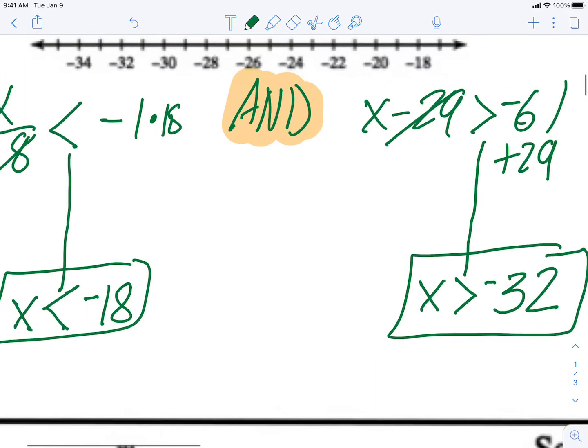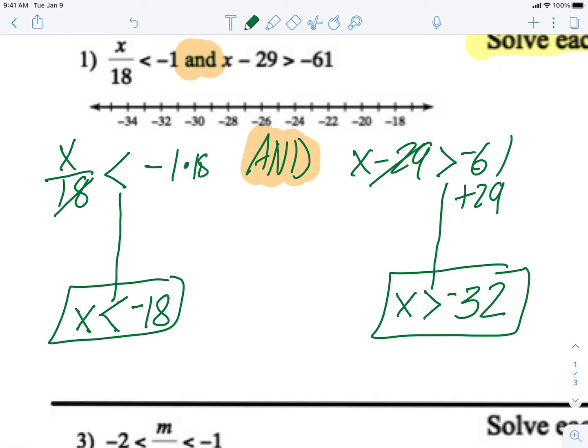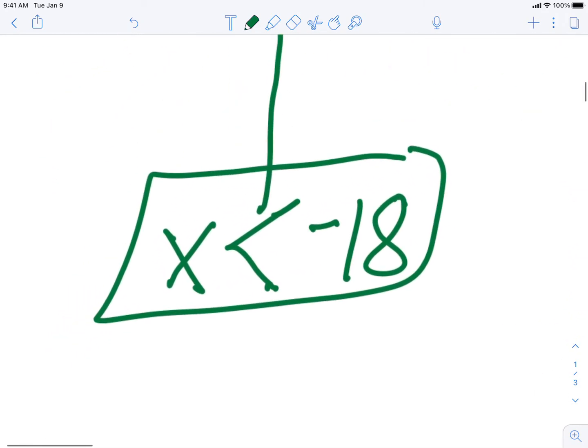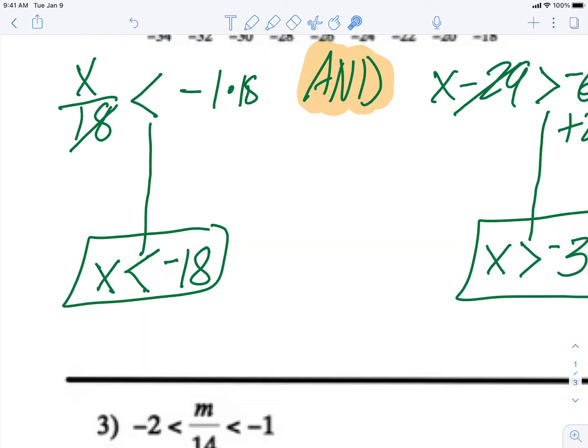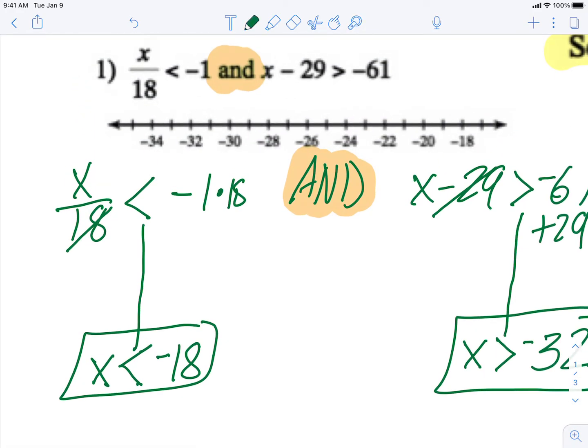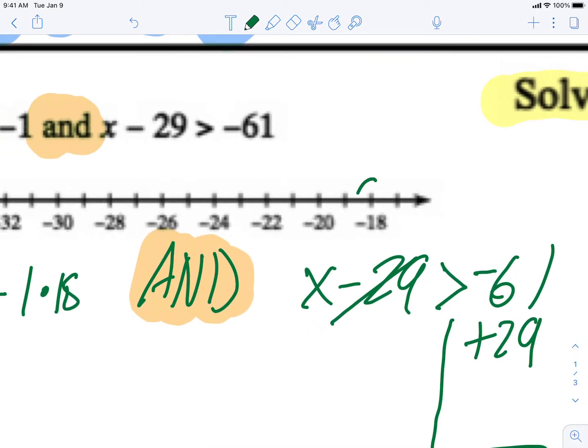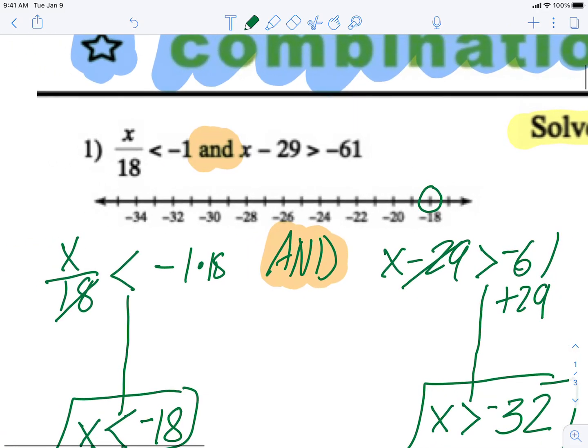So I'm going to graph these two. But watch what I'm going to do. You guys pay very close attention to this. You see this x is less than -18? Well, this is going to be an open circle because I don't have a minus sign under here. Open circle on -18. And we're going to graph to the left because you use your left hand to make these scissors. This is less than. So x is less than -18. Open circle on -18, which is right here. And I'm going to graph to the left.